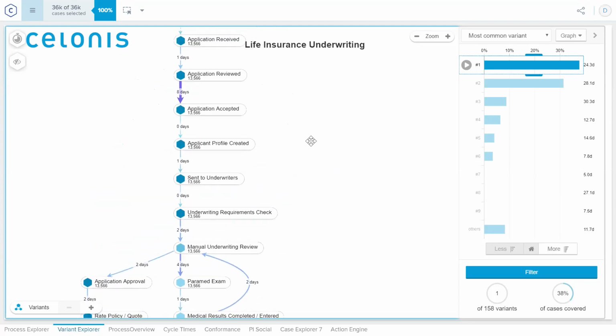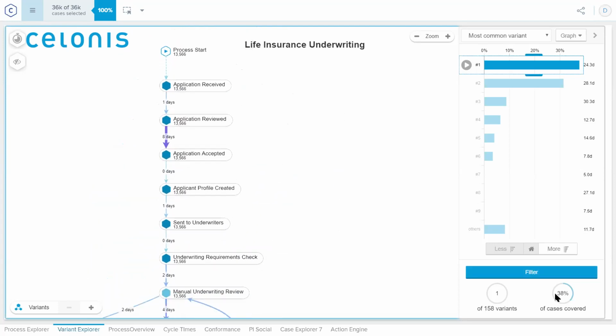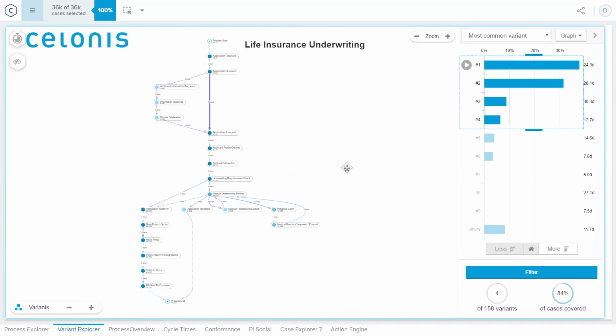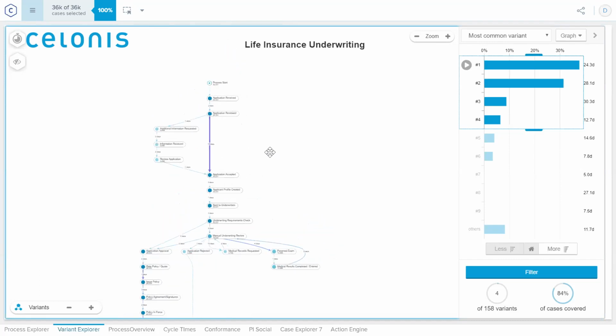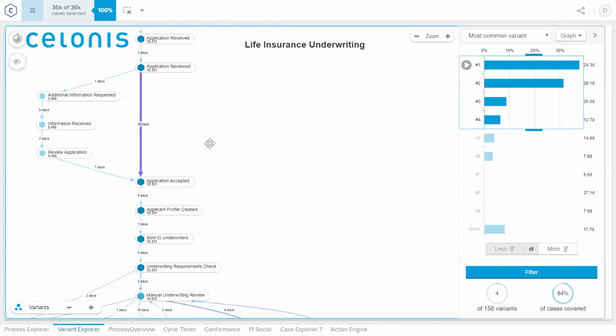Now, the interesting thing about this happy path is that it is only 38% of all the cases that are loaded up in the use case here. One of the powerful aspects of Celonis is being able to expand upon this and say, all right, show me the top 4 paths of our life insurance application underwriting process. And you can begin to see where the deviations take place in these paths. You can start to see where additional information is being required, where time is actually being consumed.